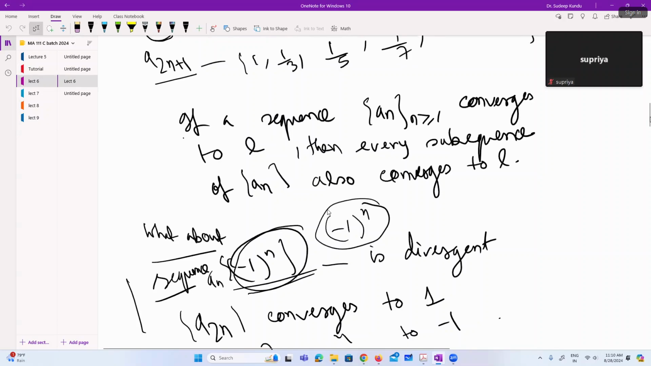See, I have written here, in lecture 6, it seems you have not studied. If a sequence a_n converges to L, then every subsequence of a_n also converges to L, is not it? That means you have not studied properly.